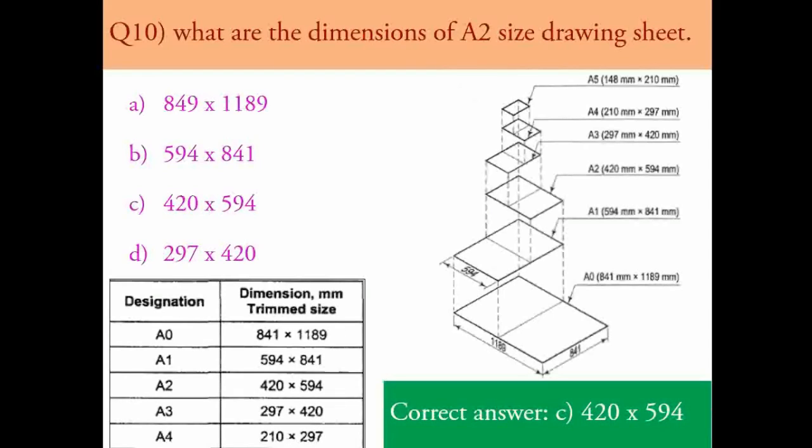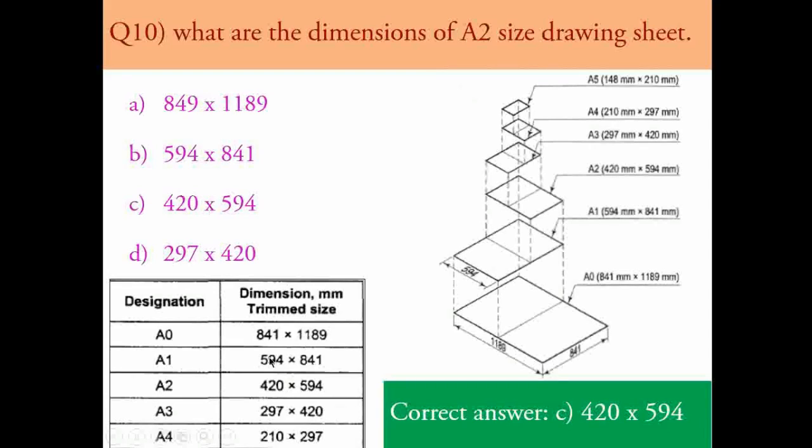Okay, the table is also given. You can take the reference of this table and remember in that way, or you can remember the size of A0 and just reduce. Here also you can observe A0 size is 841 by 1189. One dimension is kept as it is, diagonally. The first dimension 841 is kept diagonally as it is. The second dimension 1189 is reduced by half. Just divide by 2.